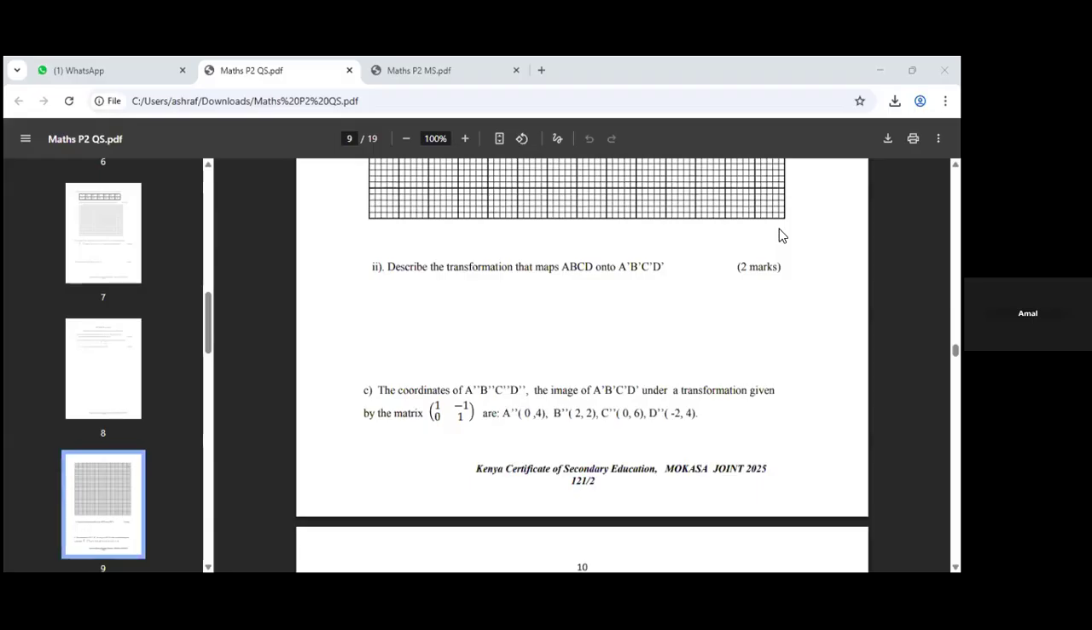Then a shear. How do we fully describe a shear? A shear transformation.